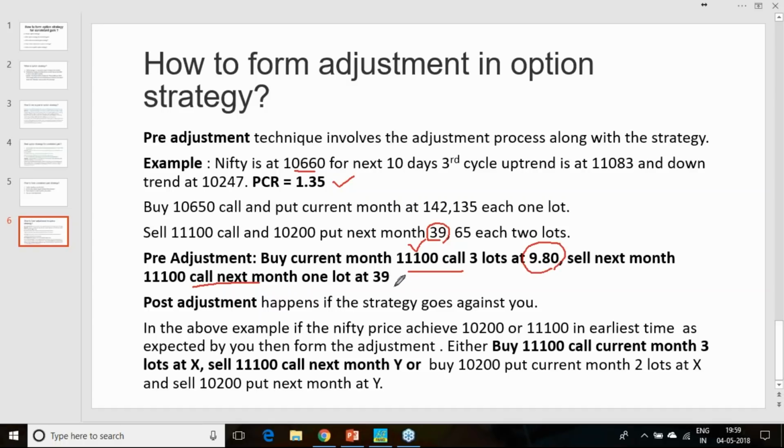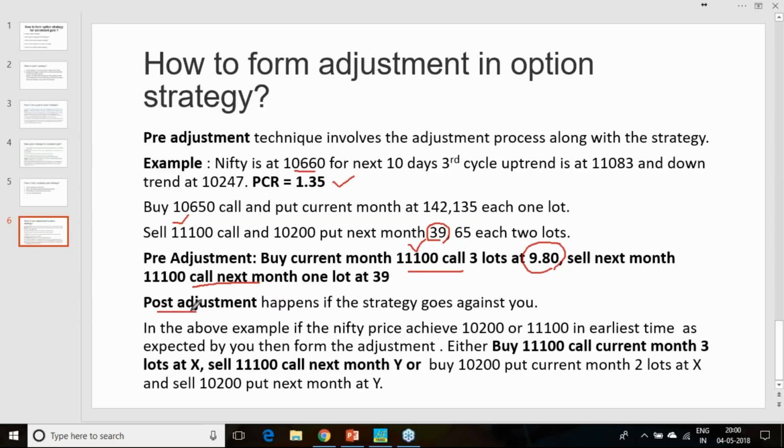Though this process has also given me some 9 rupees credit, when it comes to that level, if the uptrend risk comes true, at least at the point of exiting this strategy, I will not be having a loss. I will be making some good profit also. This is called pre-adjustment. If the PCR had been lower, I would have done some pre-adjustment on the put side. Coming to the post adjustment.